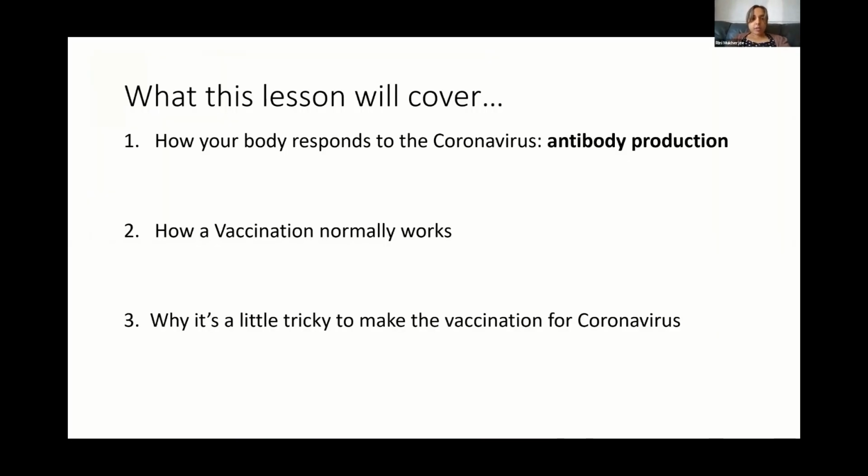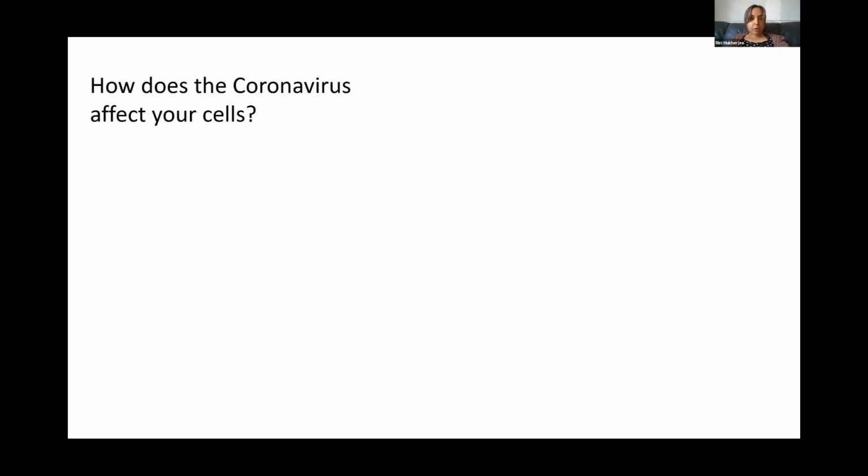I'm just going to quickly go through with you a little bit of a layout for what the session will cover. Number one, how your body responds to the coronavirus. Mainly, we're going to be homing in on specifically the production of antibodies. This will then lead us on to talking about how a vaccination normally works. And then we are going to embed all this together and talk about why it's therefore so difficult to make the vaccination for coronavirus.